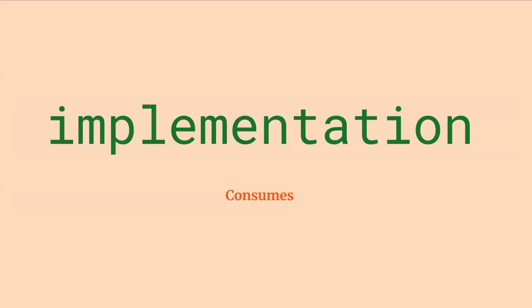We could get it with an implementation. This is a way of defining a dependency, and the Gradle docs are quite good. It says an implementation dependency is consumed by your module. So basically it means the dependencies are available in your class path, and you can make use of this dependency.